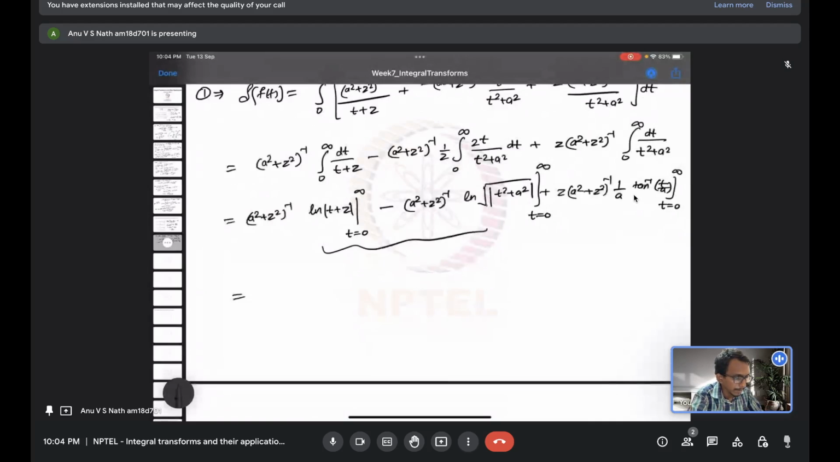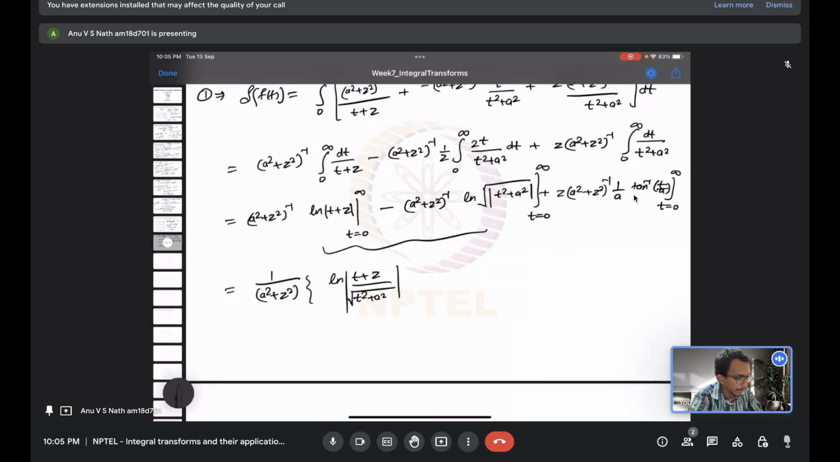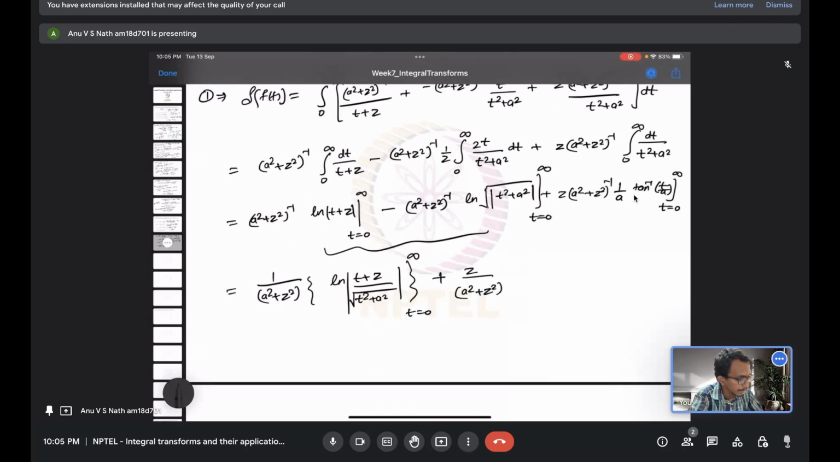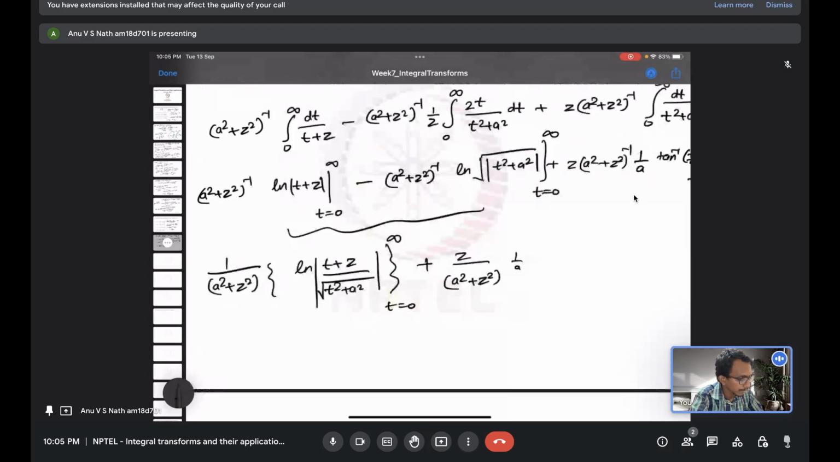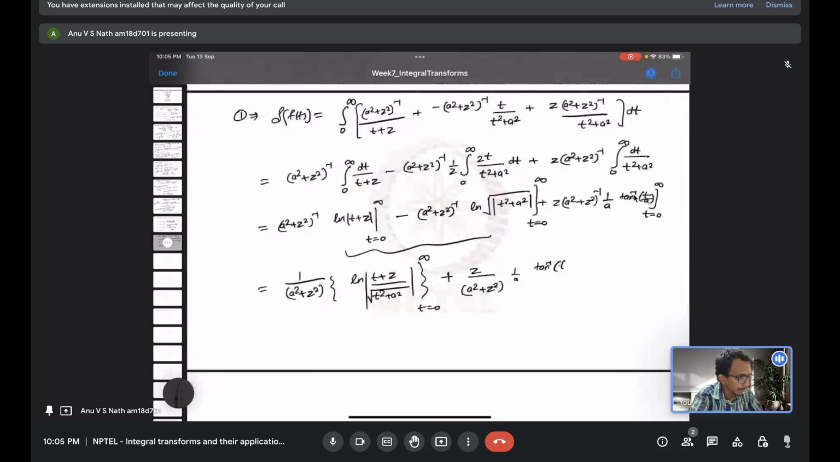So basically 1 by a square plus z square is common for both. Then log of t plus z, using the properties of log, we can write it like this, and then apply the limit of t going from 0 to infinity. Then plus the third one, z divided by a square plus z square, times 1 by a, then tan inverse of t by a, where t is going from 0 to infinity.